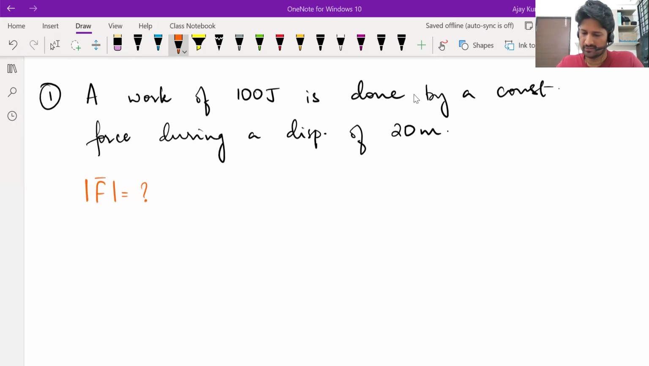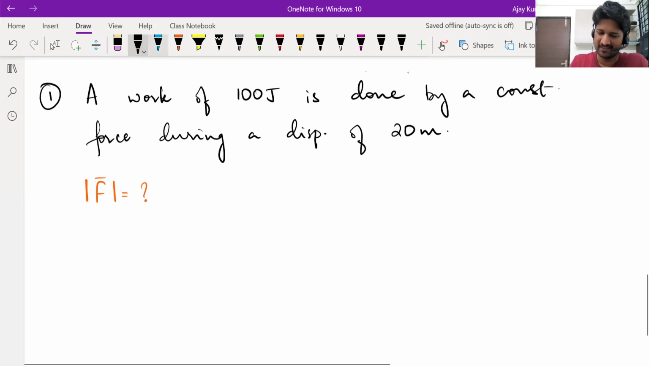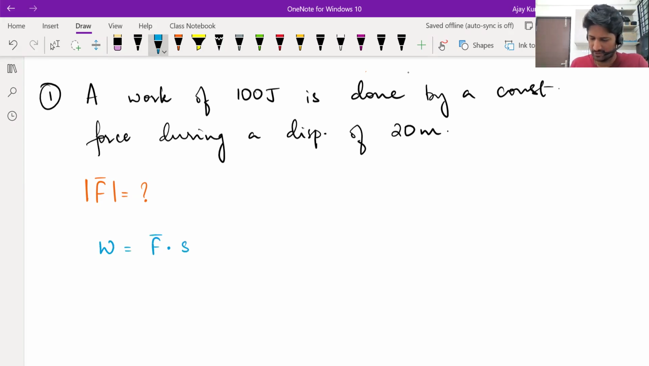I got one answer as 5 and I got one response as another question. Good. Venla, how did you say it is 5? So work done equal to force into displacement. F dot S, sir. Dot product. Okay, that's the correct way to say it, F dot S. But how did you conclude that the force will be 5 Newton?